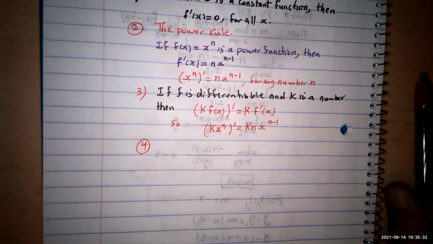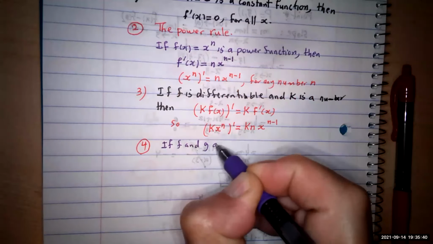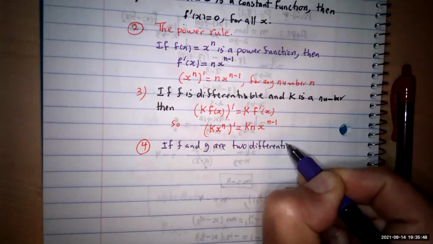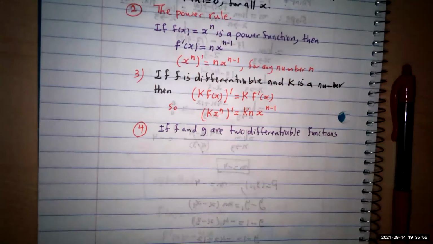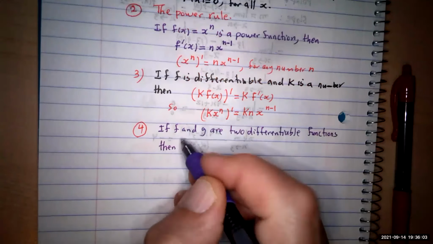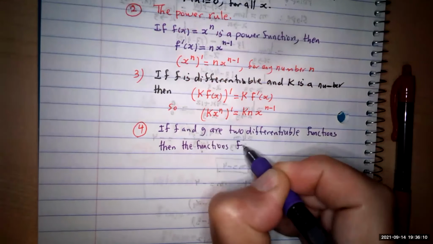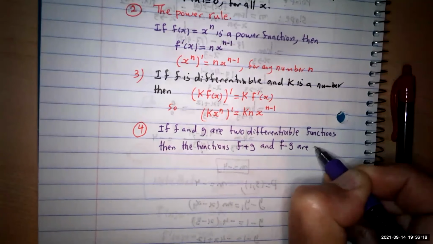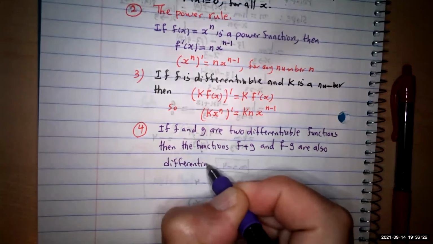So if you have two functions, if f and g are two differentiable functions, so you are able to find the derivative of f and the derivative of g, then the sum function, f plus g, and the difference function, f minus g, are also differentiable, because the derivative is just a limit.